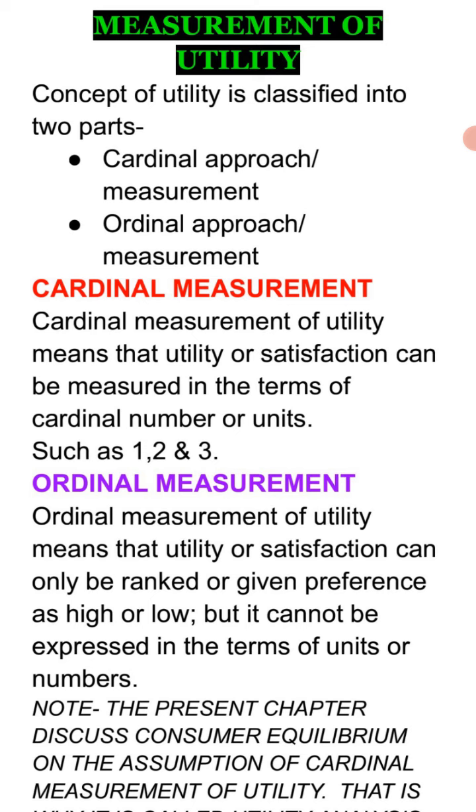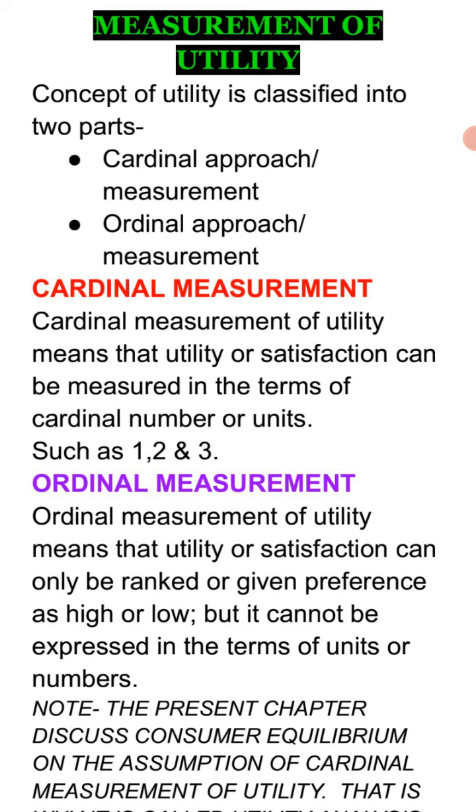And if we talk about the second measurement, that is the ordinal approach, according to this approach utility cannot be measured, but whatever satisfaction we get can be ranked or given preference, such as high, low, good, bad, first, second, third. But according to this concept, we cannot express the satisfaction in terms of numbers. Note over here, beta: in this chapter, we are going to discuss the complete chapter on the assumption of cardinal measurement.